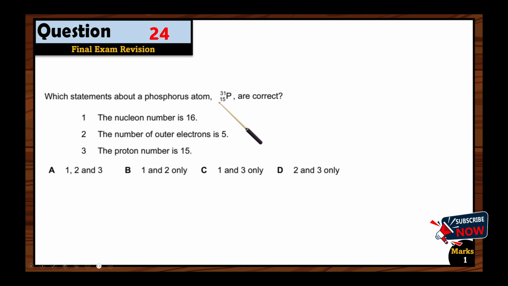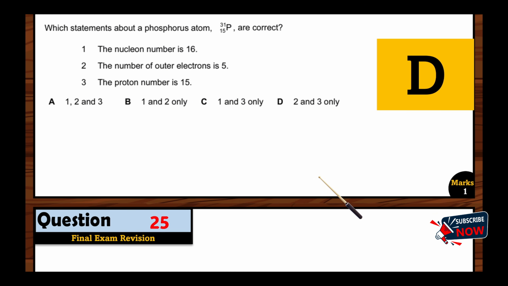The proton number is 15. Yes, that is also right. So options 2 and 3 are correct. So where can we see options 2 and 3? Option number D. So option D is right.